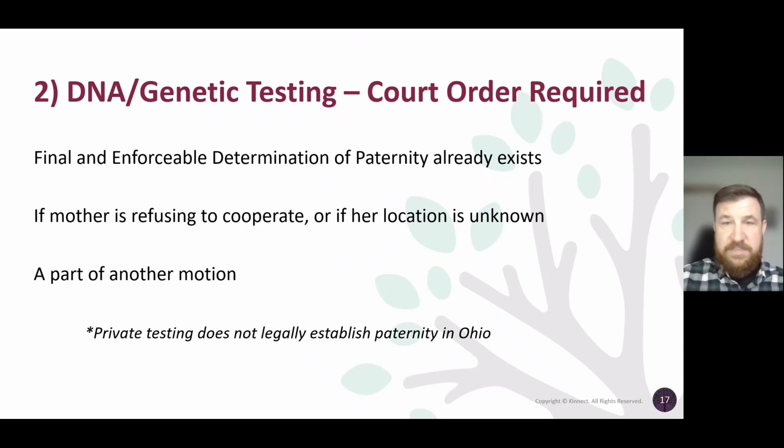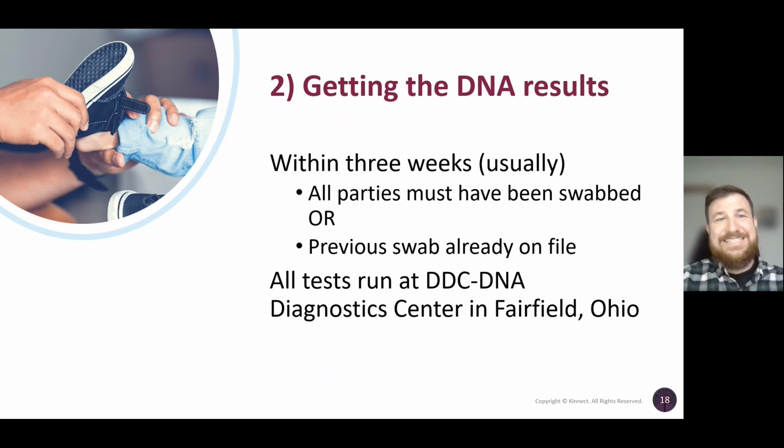So once all parties have been swabbed, then the results get shipped off to DDC DNA Diagnostic Center in Fairfield, Ohio. They are the lab that runs every child support paternity test. There's a statewide contract. Usually, child support gets these back in 2 to 3 weeks, sometimes less, sometimes more, but usually. I do want to point out that there may be a DNA swab already on file. That can also help expedite things.